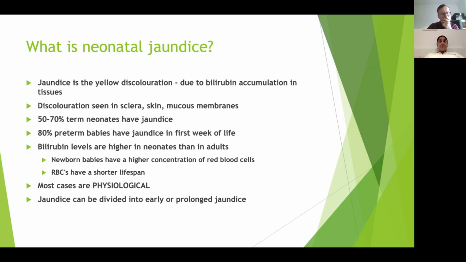Most cases of neonatal jaundice are physiological, and you can split it into two sections. There's early jaundice, which is defined as jaundice that occurs in babies less than 24 hours old, but also prolonged jaundice as well. And by those two topics, you can decide how you're going to treat and manage that kind of case.